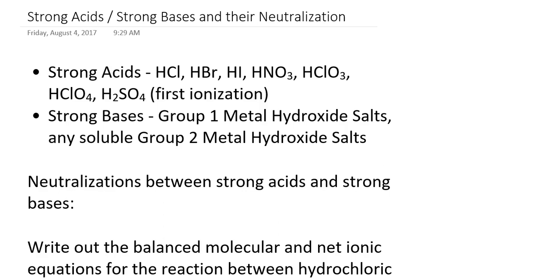Essentially, you have a very small number of strong acids, and those strong acids are hydrochloric acid, hydrobromic acid, hydroiodic acid, nitric acid, chloric acid, perchloric acid, and sulfuric acid, as long as we're talking about the first ionization. Now, what I mean by that is sulfuric acid has 2 protons that may be donated. And so the first ionization removes one of those 2 protons that can be donated. So the first ionization ends up giving you a species that looks like this.